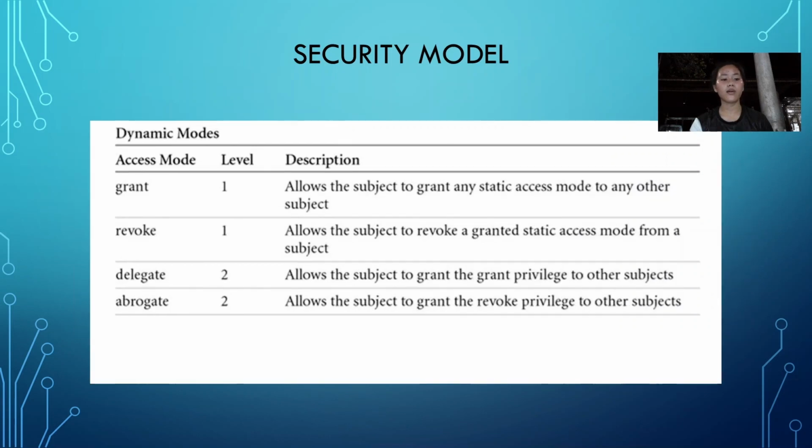And then next, we have dynamic modes. The following are the access modes. So first is grant. Grant allows the subject to grant any static access mode to any other subject. Second one is revoke. Revoke allows the subject to revoke, of course, a granted static access mode from the subject. And then next is delegate. Delegate allows the subject to grant the grant privilege to another subject. And last is abrogate. Abrogate allows the subject to grant the revoke privilege to another subject.